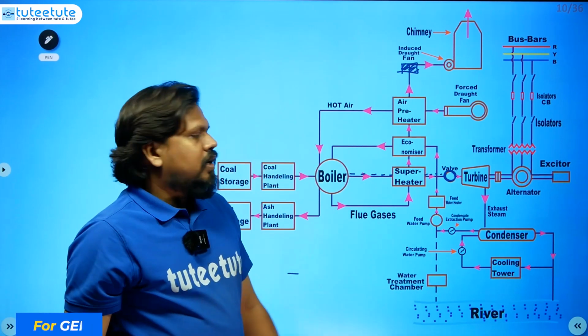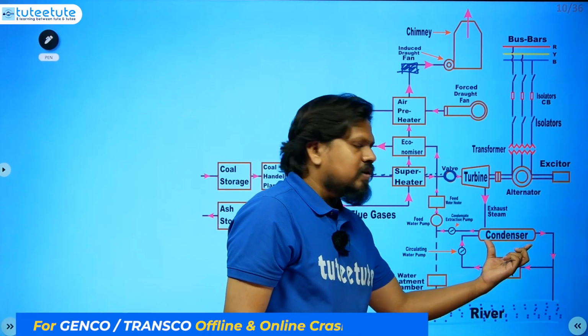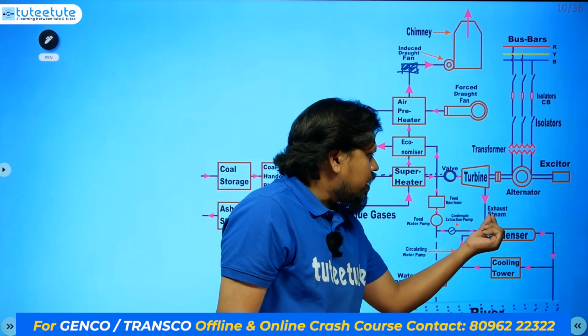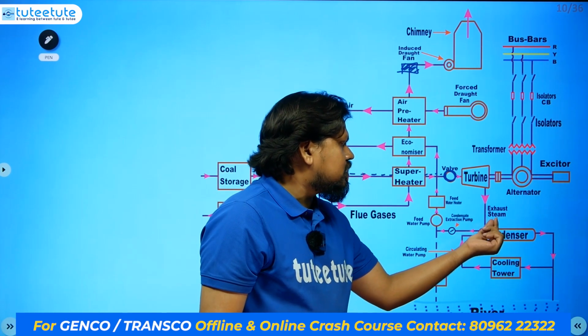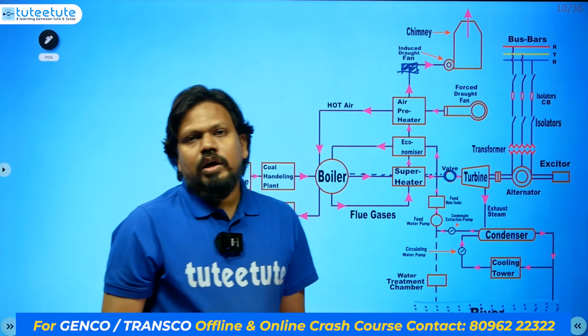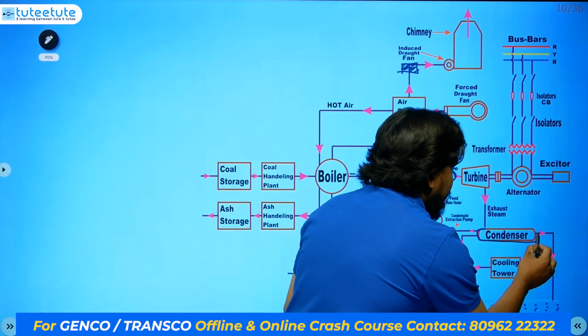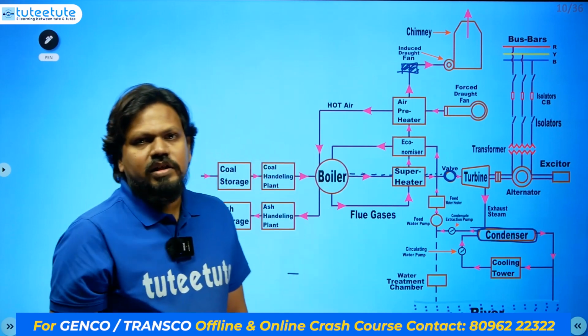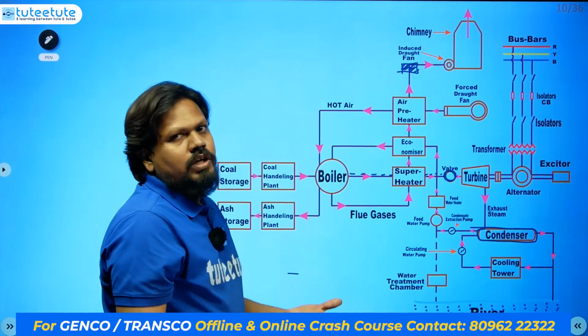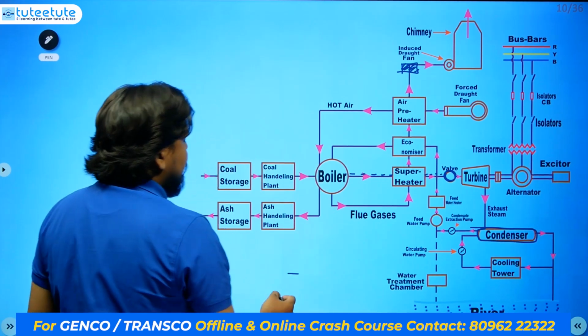Okay, so what is this condenser doing here? It is converting this exhaust steam into hot water. So which kind of condenser is required here? That's what they are asking. In power plants also you will be seeing this.